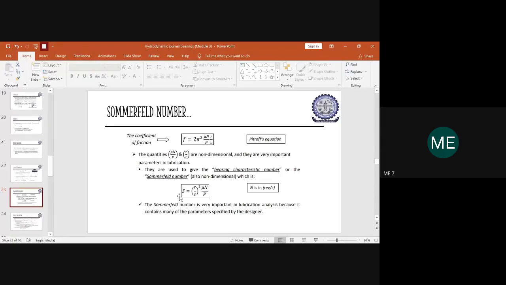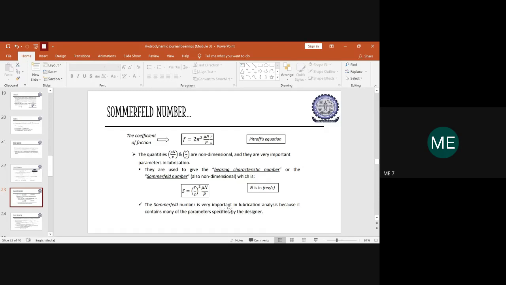an entire list of different bearings and their characteristics. So with the help of this bearing number, you can know the characteristics of that particular bearing. This value will help you know the characteristic behavior of a particular bearing, and hence it is very essential to know the importance of the Sommerfeld number.